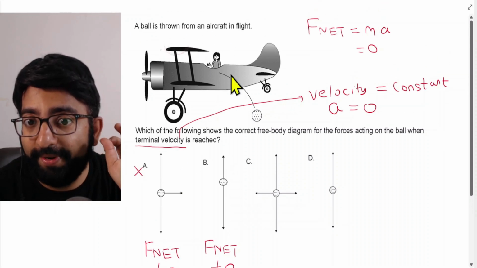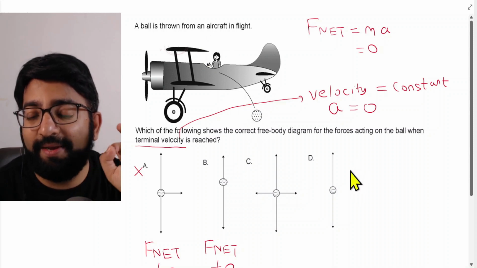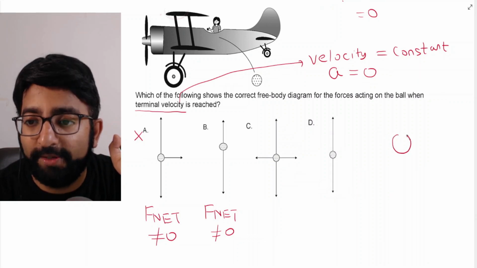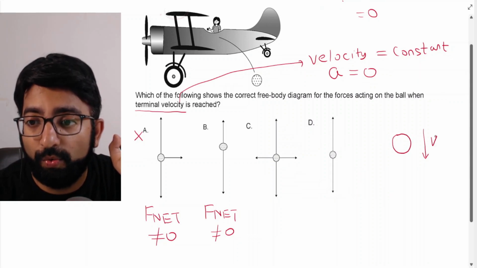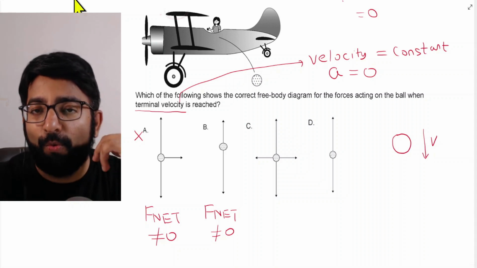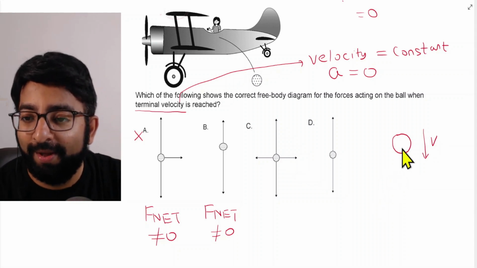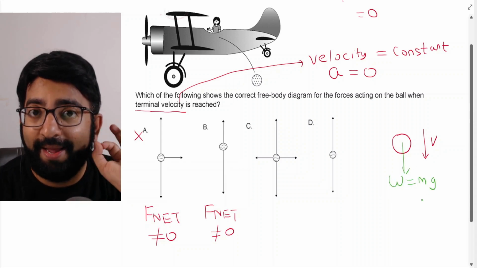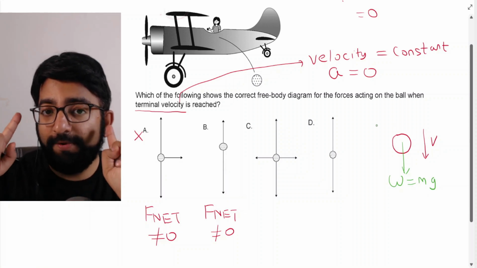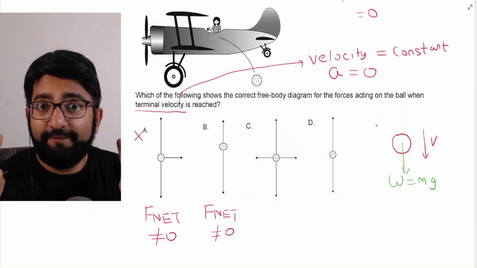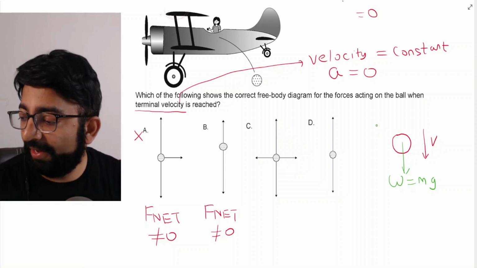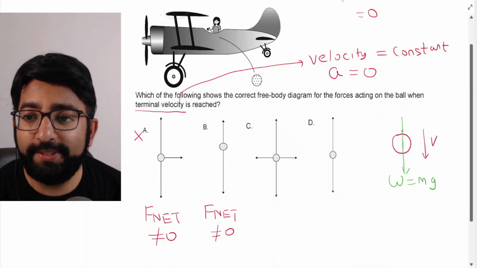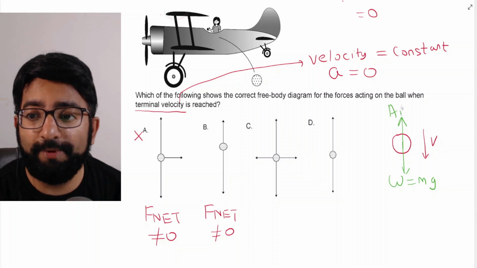A ball is thrown from an aircraft and the ball is outside the aircraft. So once the ball comes out of the aircraft, let me draw this diagram. Imagine we have a ball which is falling towards the ground with some velocity v. Let us analyze which forces will act on the ball. One force will be W, which is the weight of the ball acting downwards. And now, remember the case of terminal velocity is only applicable when we are considering air resistance. So in this case, since the ball is falling downwards, the ball is experiencing an air resistance in the upward direction.